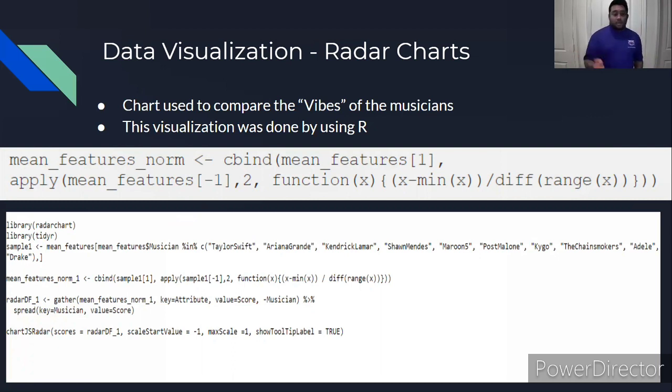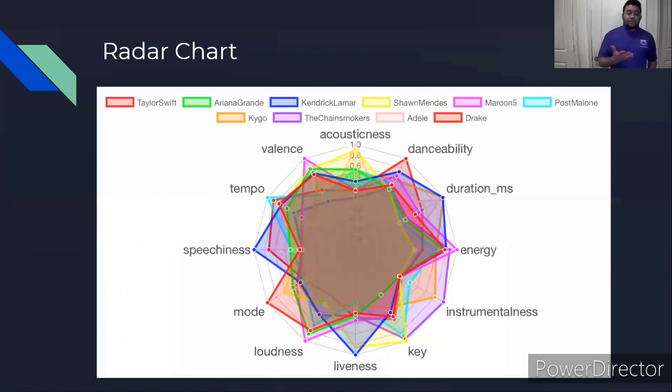So looking at that code line, you'll see the mean features norm function, which will apply the mean to the features. Once he applied that for all the artists, he then ran the code, and on the bottom, you'll see the line of code to create the radar chart. So this is the visualization for the radar chart. It's definitely bright compared to our charts, and it may seem kind of confusing in the beginning, but let me explain it for a minute.